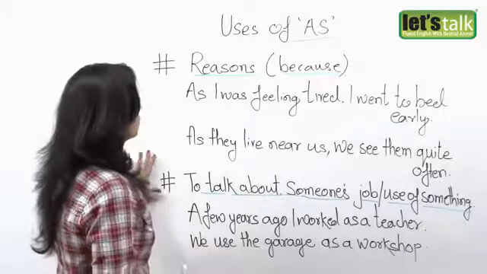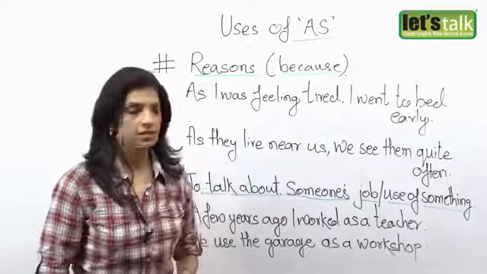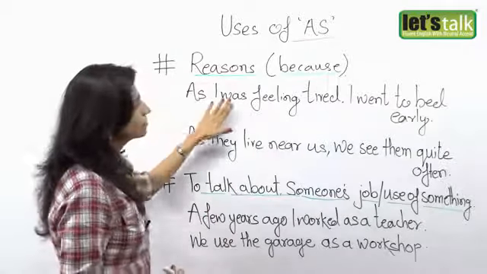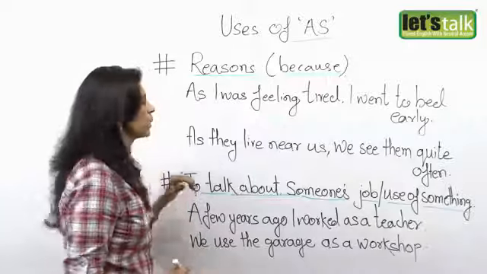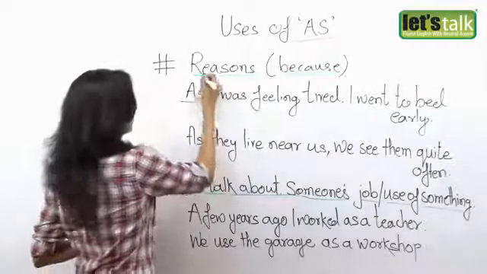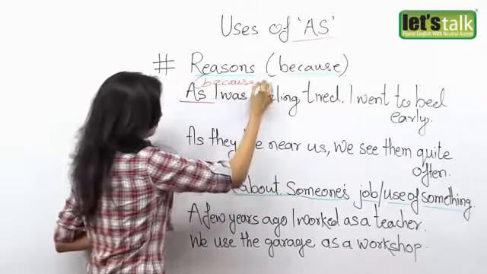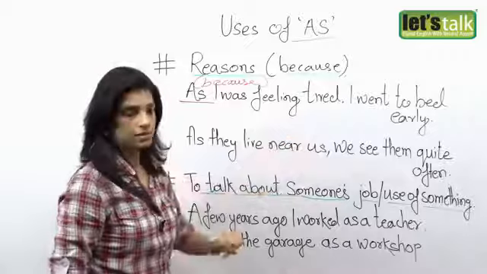Okay, so we use "as" when you want to say "because" or give reasons. For example, as I was feeling tired, I went to bed early. So because I was feeling tired, I went to bed early.